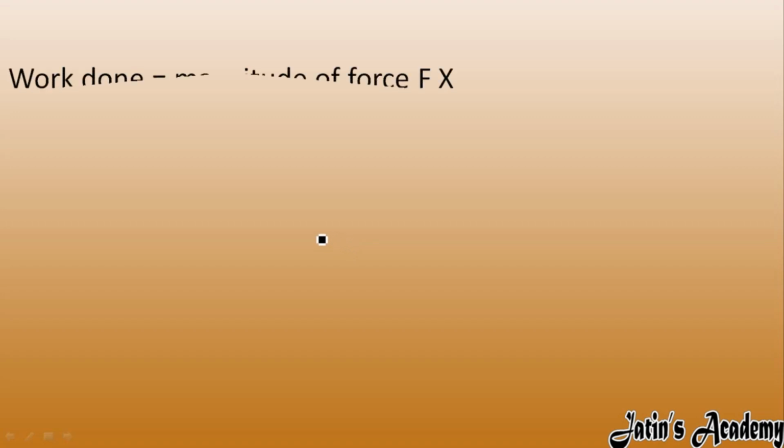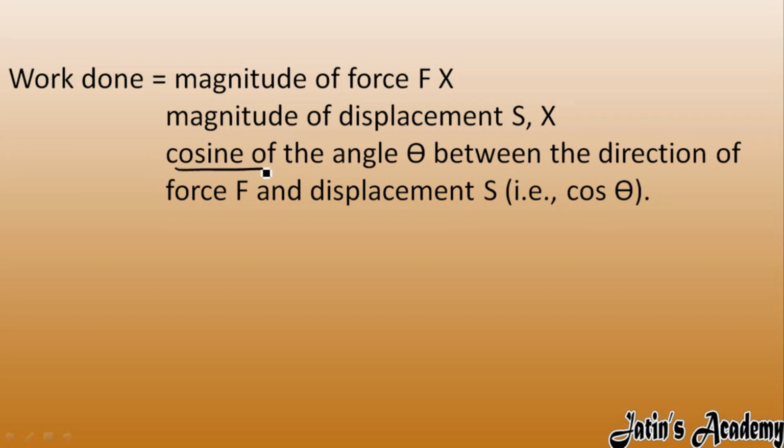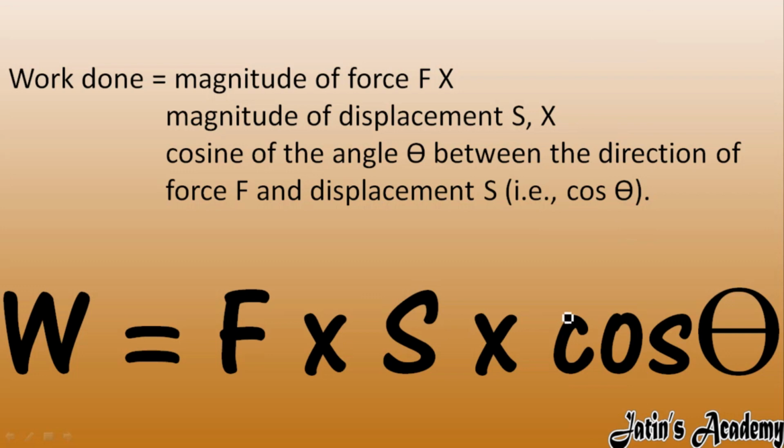Now we will see that work done is a product of magnitude of force, magnitude of displacement, and the cosine. Cosine means cos theta, cosine of angle between the direction of force and displacement. It means if this is a direction of force and this is a displacement, the angle between them is theta. So here work done formula we will get as W is equal to Fs cos theta. Again I am telling, this formula is very important from numerical point of view.